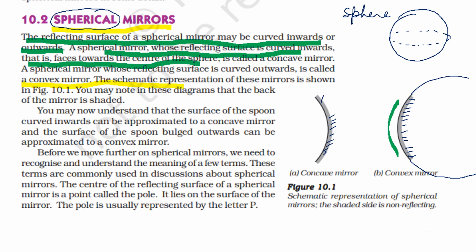The schematic representation of the mirror is shown. You can see here concave mirror is shown to you and the convex mirror is shown to you. And how are they actually originated? Just now I explained you. But we don't draw a complete sphere. We just draw a part of it. You may now understand that the surface of a spoon, if you have read the book, they are talking about an experiment where we are looking in a spoon from its two sides. So the surface of the spoon curved inward can be approximated to a concave mirror, and the surface of the spoon bulged outwards can be approximated to be a convex mirror.